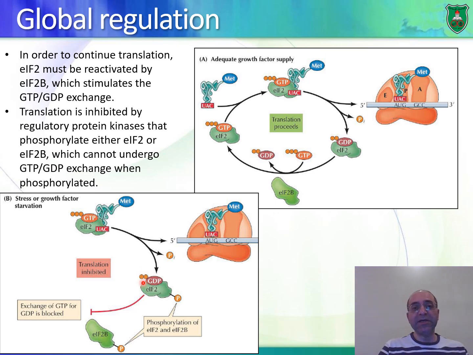In other words, GDP is not released, and GTP does not bind. Now, same thing, by the way, for initiation factor 2b. It gets phosphorylated and it cannot function anymore. So translation altogether is blocked.